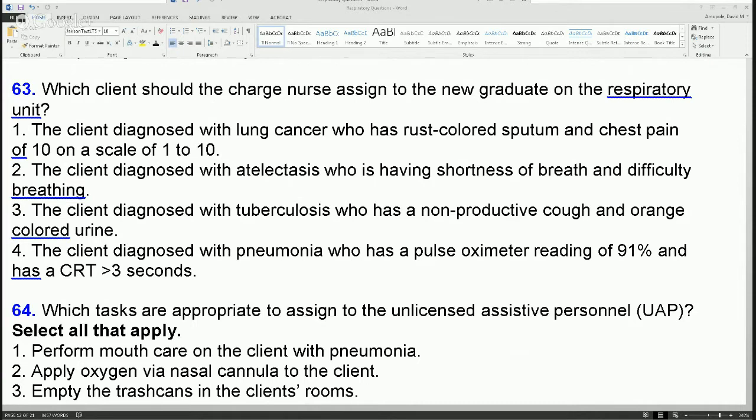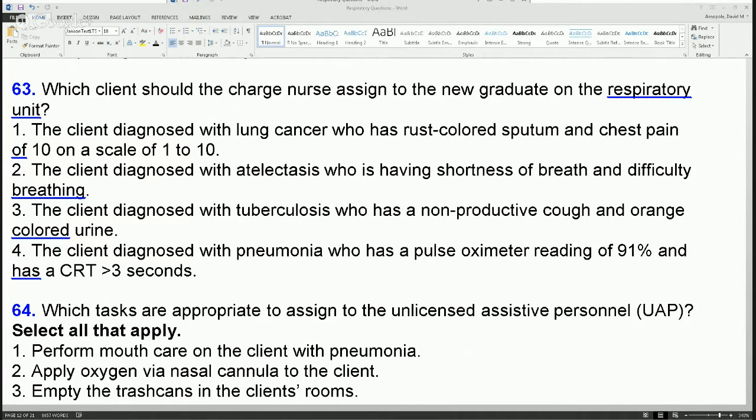One. It's 3. You would give it to a nurse, the TB patient? Yeah, they're stable. Your medication's working? Yeah, they're stable. Doesn't matter what they are. They're a stable patient. Non-productive cough, orange urine. That's just the medication working.